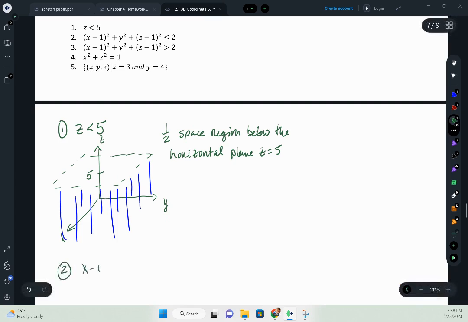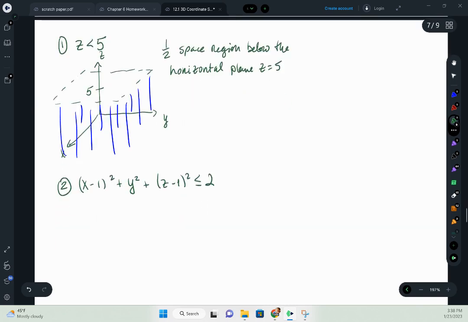We're looking at (x minus 1) all squared plus y squared plus (z minus 1) all squared is less than or equal to 2. Okay, we just got done doing spheres, so we know that this is a sphere. But there's this inequality in there, and what does that mean? Think about that a moment. We could think of a few different objects.